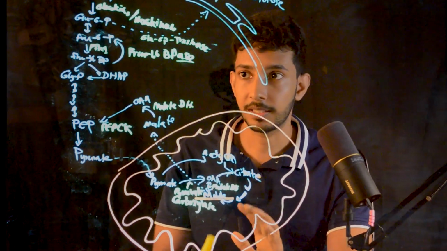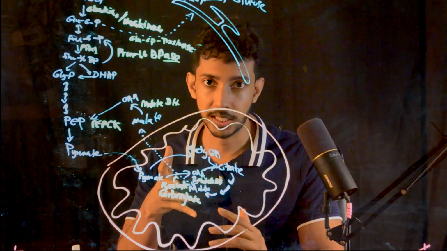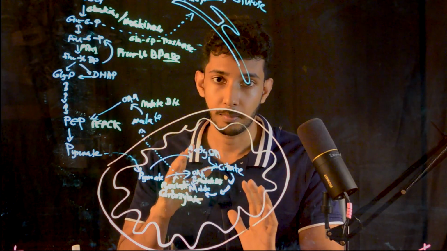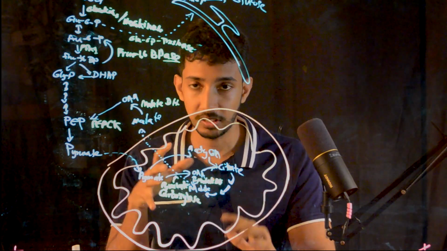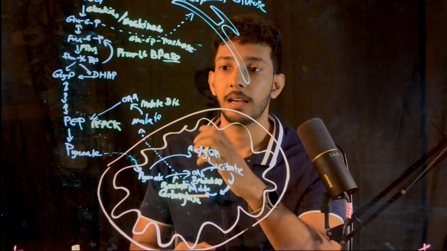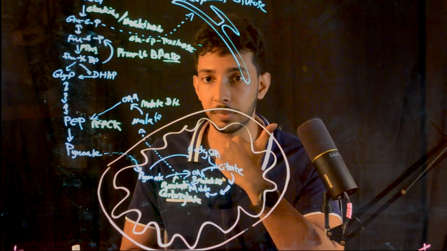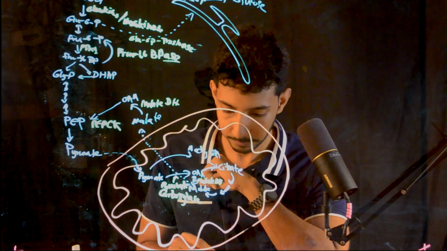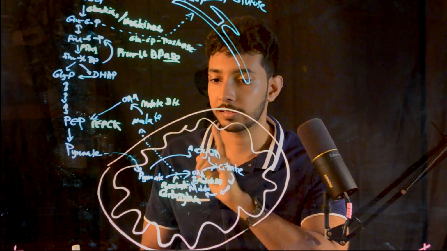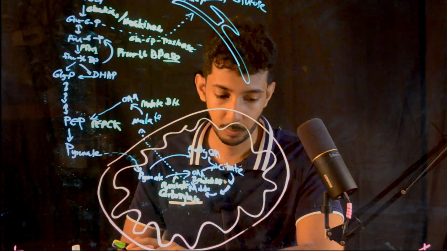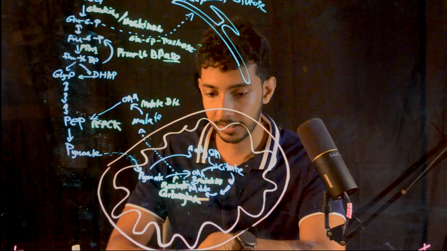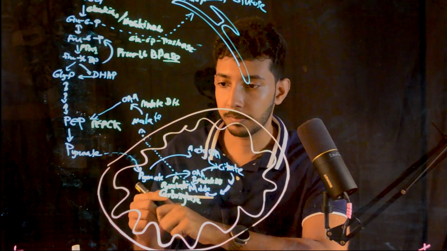Now that you understand the gluconeogenesis pathway, let's talk about the gluconeogenesis regulation. This is mostly done through allosteric modulators and competitive inhibition. So here we'll start with the first reaction, pyruvate carboxylase. This has a few allosteric modulators. We'll talk about them here.